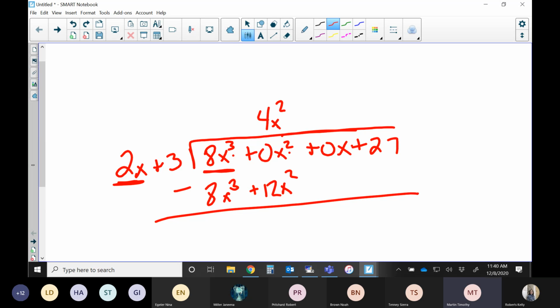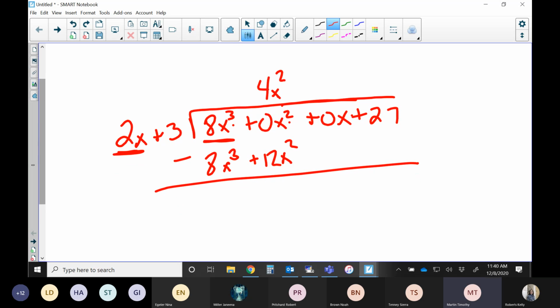If I subtract, I am telling you I've seen this over the years. Kids do a good job of remembering the subtraction for the first one, but when they go here, they see a positive 0x squared, they see a positive 12, and they write a positive 12x squared, which is wrong. Because this should be read as 0x squared minus 12x squared. So this should be a negative.